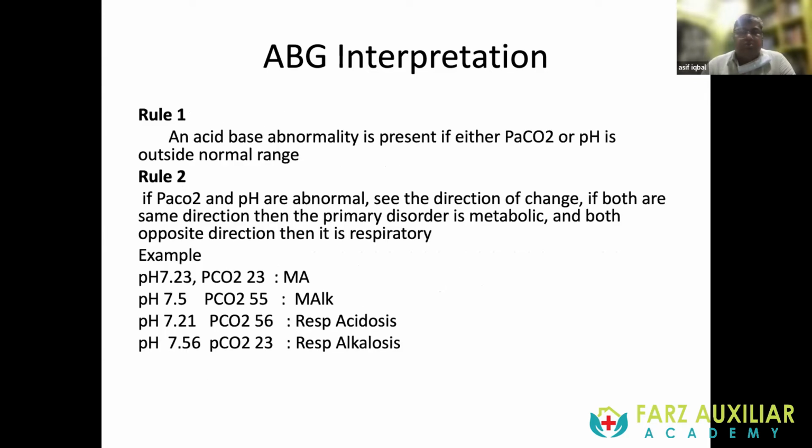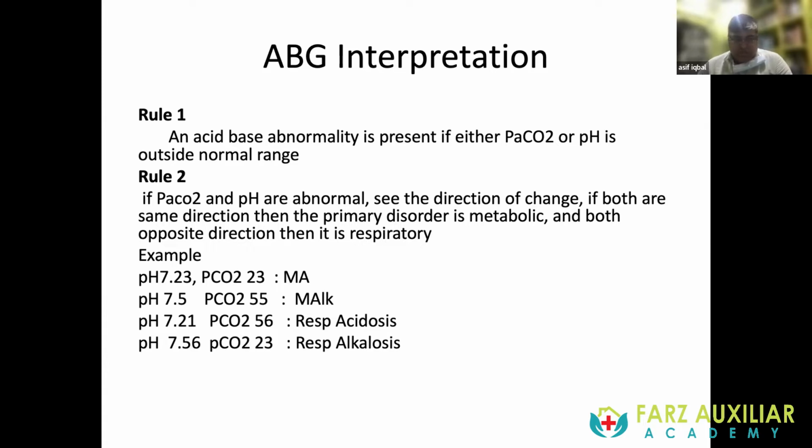So the first rule in acid-base abnormality, when you are seeing the ABG, is to understand the basic problem: what is the pH, whether it is in the normal range or acidotic or alkalotic. Rule number 2: if PaCO2 and the pH are abnormal, then you have to see the direction of change. If both are in the same direction, then the primary disorder is metabolic. If pH and PaCO2 are in opposite directions, then it is primarily respiratory.